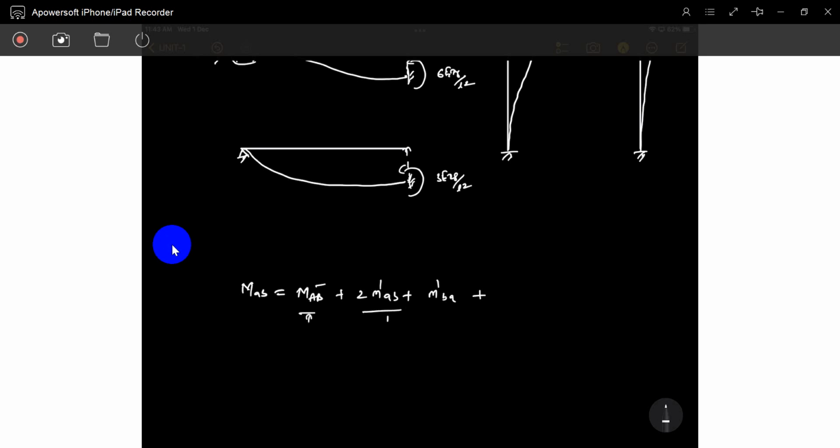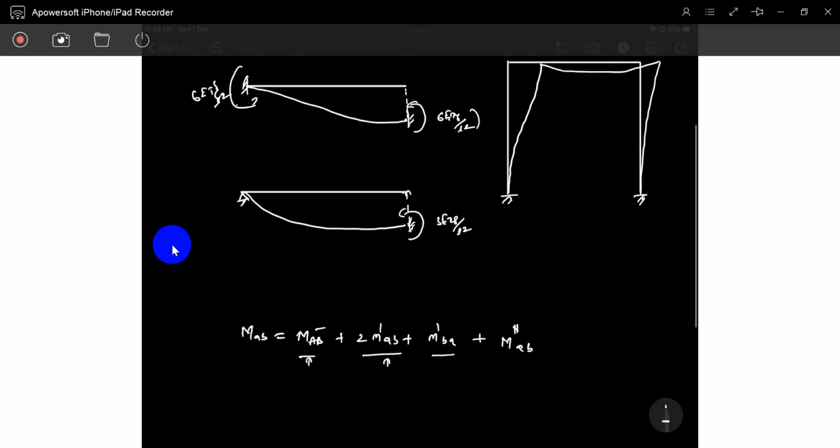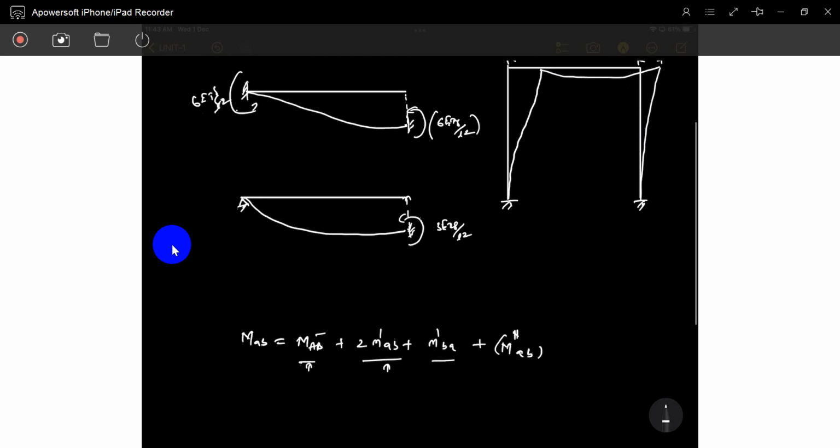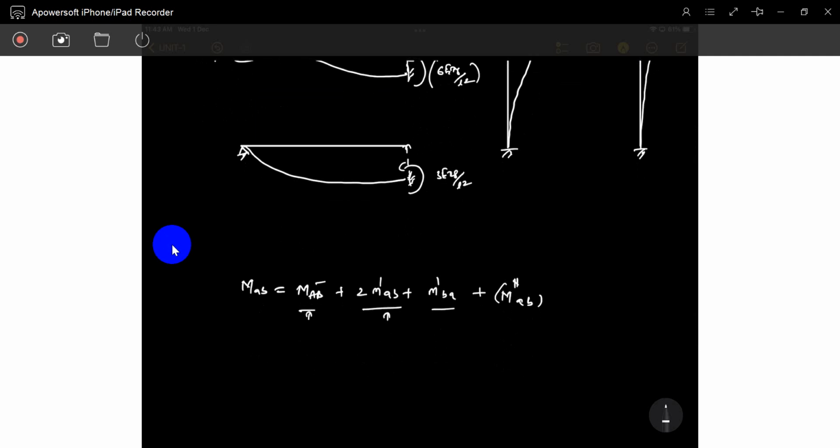So this is the fixed end moment. This is the rotational contribution at that joint. This is the rotational contribution from the far end. Now we have to add, so I will add a double dash: not a rotational, it's a translational moment developed at that joint. That's it. Translational moment added at that joint. That is the equation.